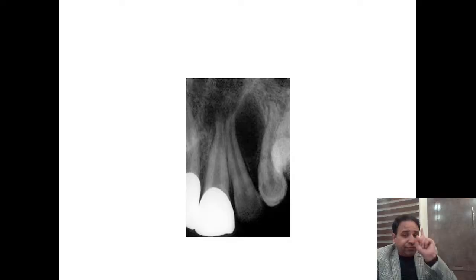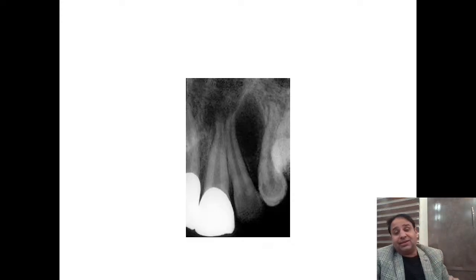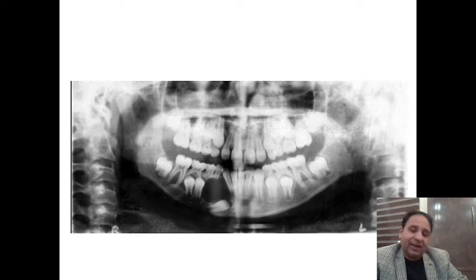And if you see inverted pear-shaped radiolucency, which is present between maxillary lateral incisor and canine, this is globulomaxillary cyst. Inverted pear-shaped radiolucency, what you see here, is globulomaxillary cyst, and this is present between the roots of maxillary lateral incisor and canine. Right, students?